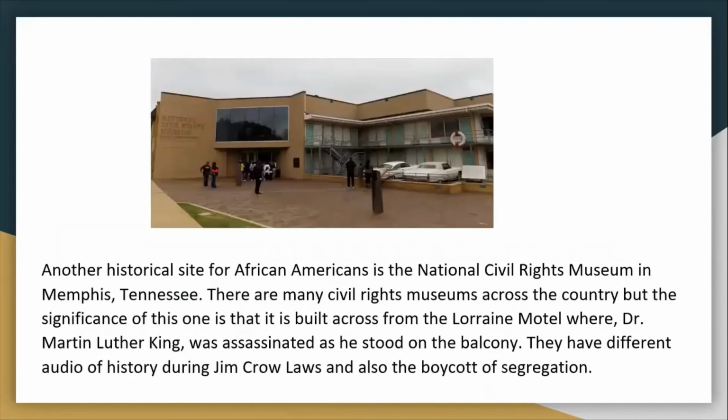Another historical site for African Americans is the National Civil Rights Museum in Memphis, Tennessee. There are many civil rights museums across the country, but the significance of this one is that it is built across from the Lorraine Motel where Dr. Martin Luther King was assassinated as he stood on the balcony. They have different audios of history during the Jim Crow laws and also the boycott of segregation.